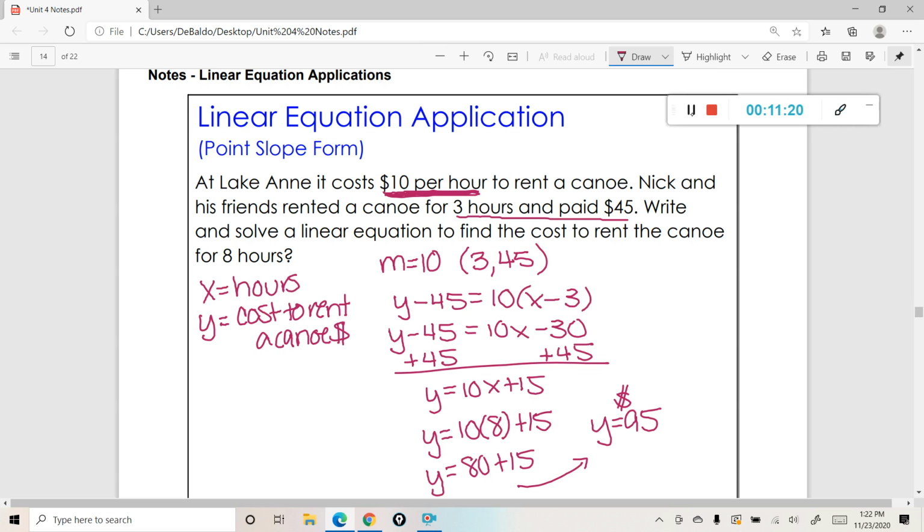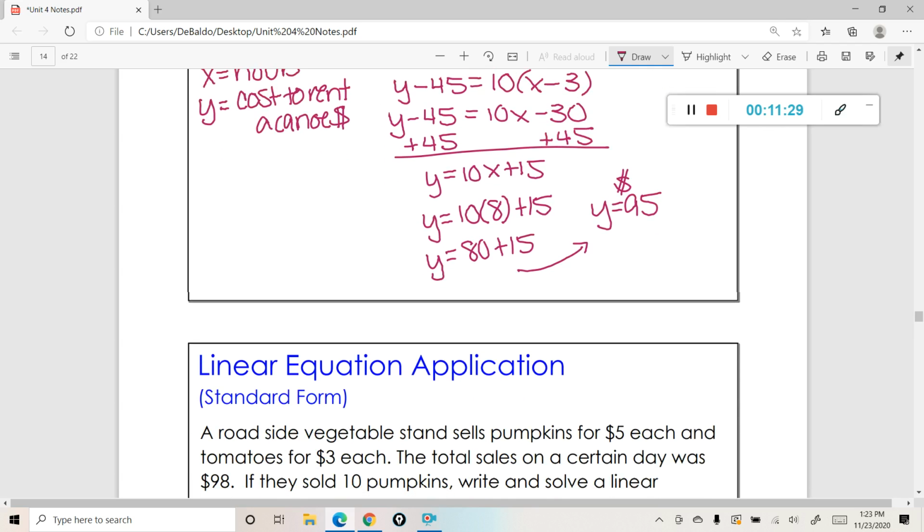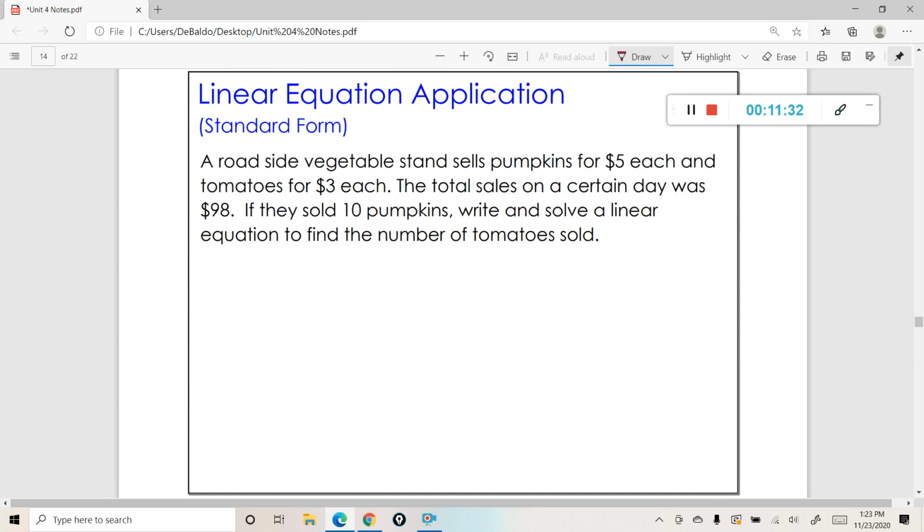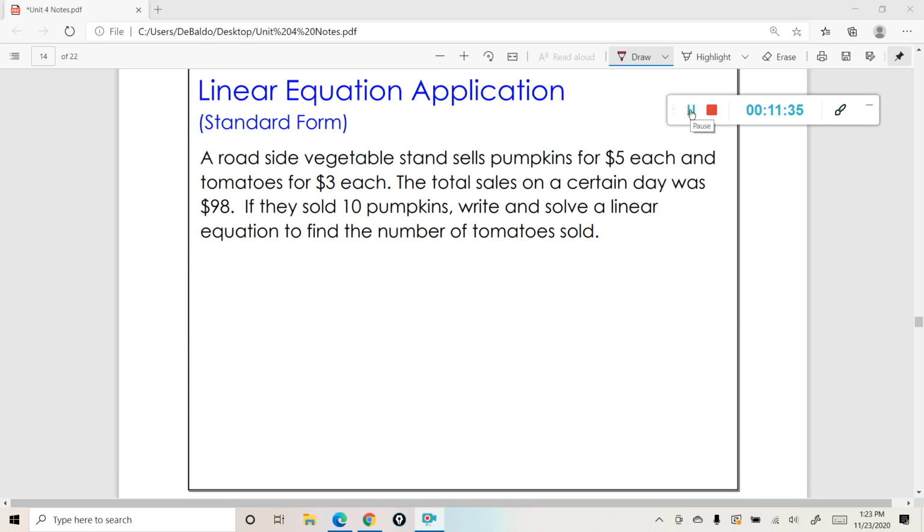So that's another way that you can take a problem like this and use your point-slope form of a linear equation to help you solve it. All right, you're probably thinking, well, what about standard form? Well, let's take a look at an example of standard form. Okay, a roadside vegetable stand sells pumpkins for $5 each and tomatoes for $3 each. The total sales on a certain day was $98. If they sold 10 pumpkins, write and solve a linear equation to find the number of tomatoes sold. So let's think about this. We're going to go ahead and set this up using standard form just because this problem kind of calls for it. Let's go ahead and define our variables.